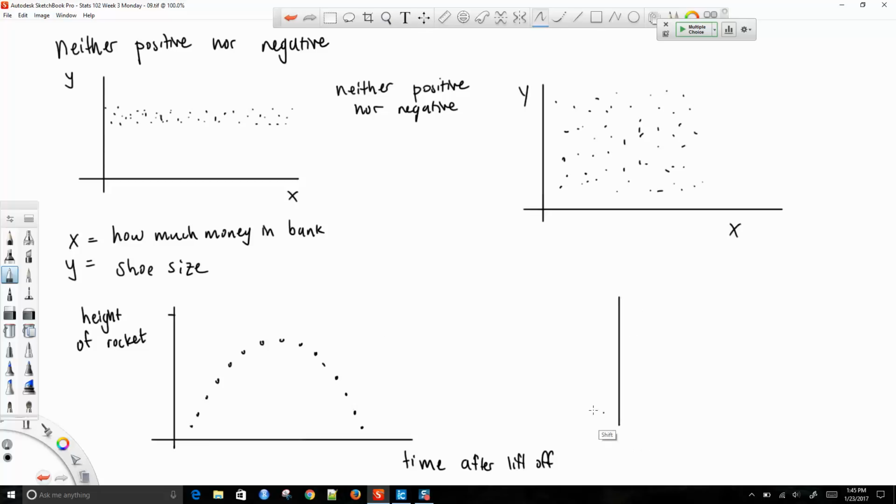However, if your rocket goes up and then, I don't know, explodes right there, and now you have no more data, this overall would have a positive relationship. So if it gets truncated here, if this is your entire data, we would classify this as overall positive in general.